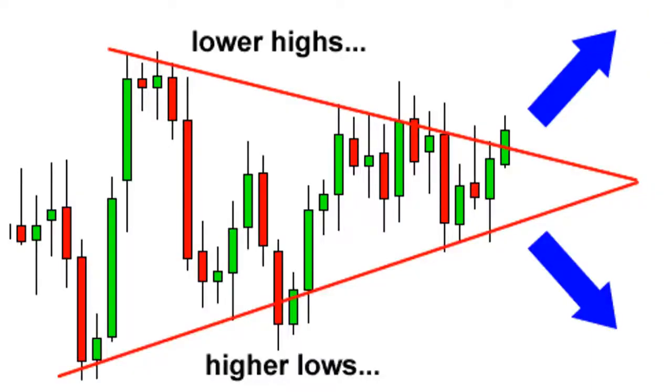So what exactly is happening during this formation? Within a symmetrical triangle, you can see that the market is making lower highs and higher lows. This means that neither buyers nor sellers are pushing the price far enough to make a clear trend. This is where the battle between buyers and sellers comes in. It's pretty much a draw. So either buyers could take over and push the price up, or sellers could take over and push the price down.